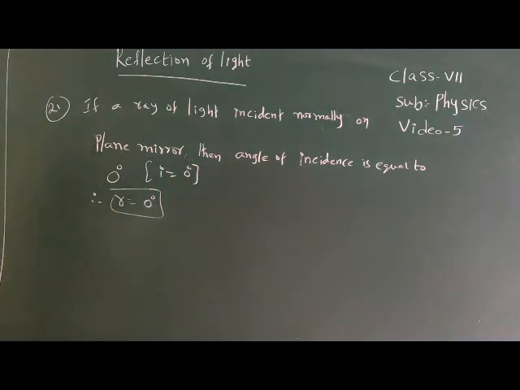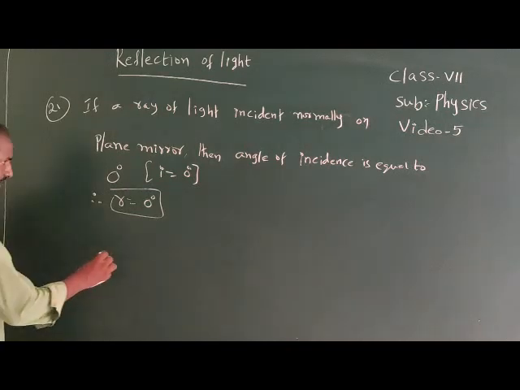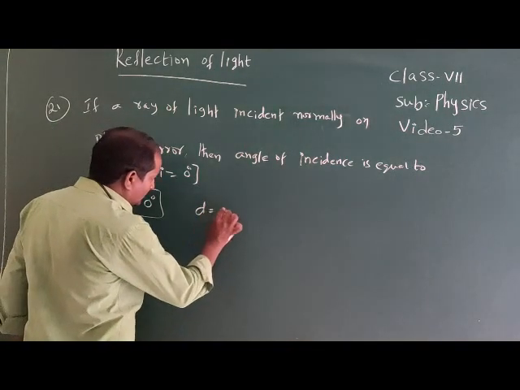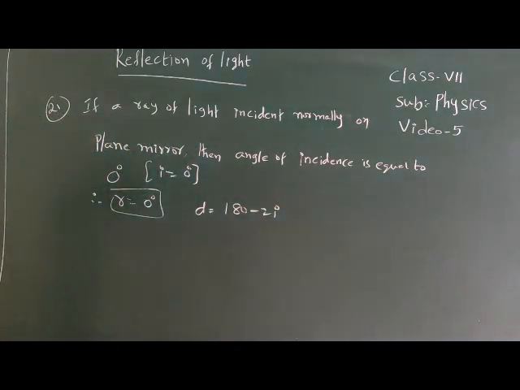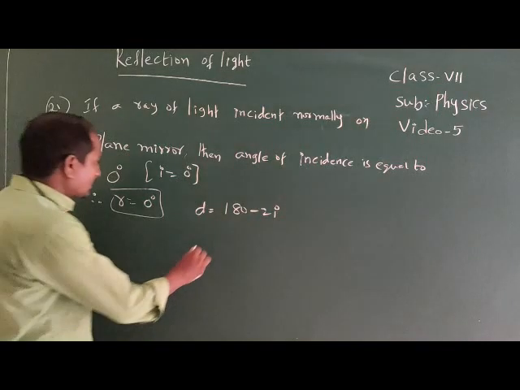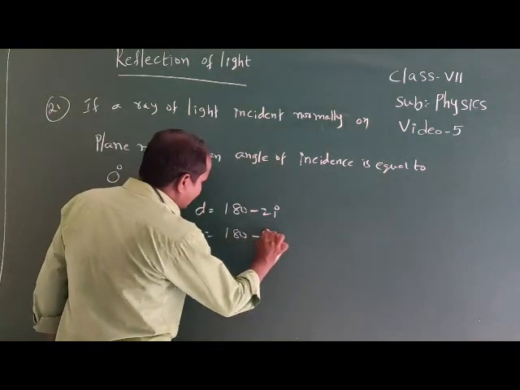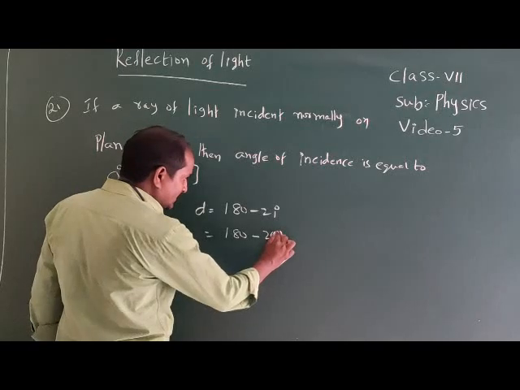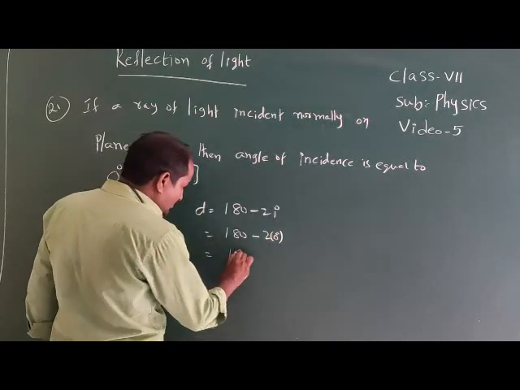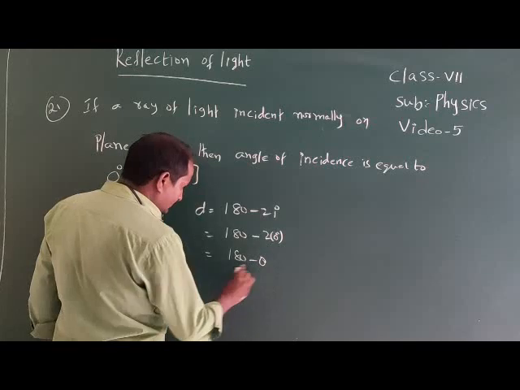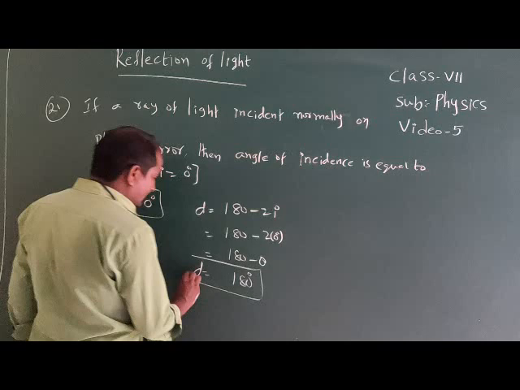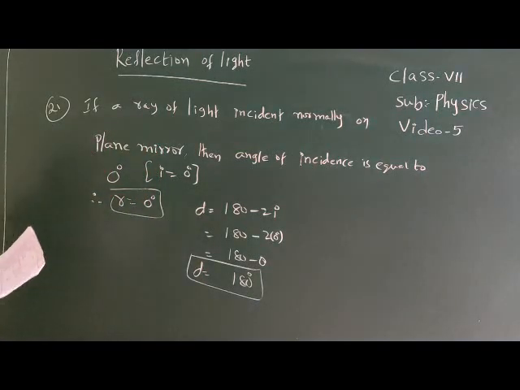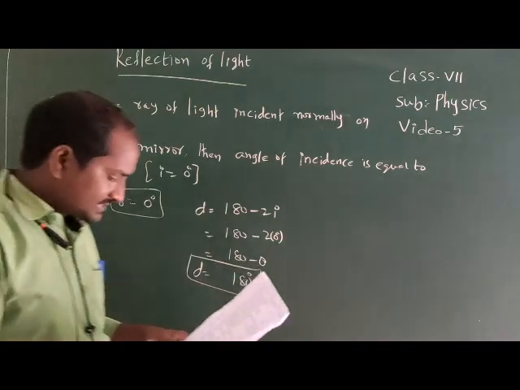Then find the angle of deviation. So here angle of deviation, D equal to 180 minus 2i. So here 180 minus 2 into 0 degrees. 2 into 0 equal to 0. So here 180 minus 0 equal to 180. So angle of deviation equal to 180 degrees. So option number B is the answer.